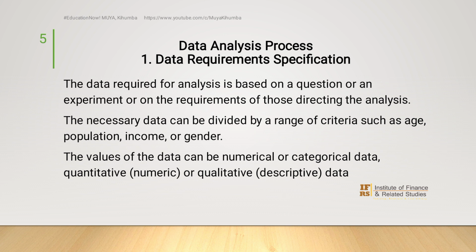We start with data requirement specification. The data required for analysis is based on the question, or on the experiment, or on the requirements of the researcher. The necessary data can be divided by a range of criteria such as age, population, income, or even gender. The value of data can be numeric or categorical, quantitative or qualitative.